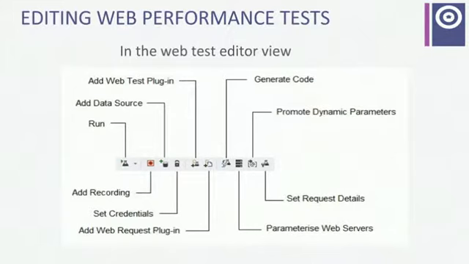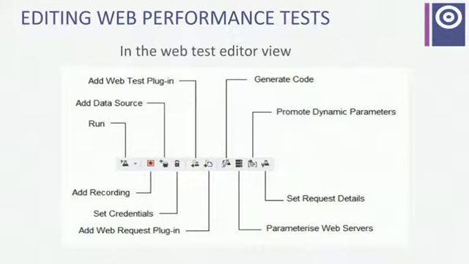You can parameterize web servers. So if your test uses several web servers on, let's say, a testing environment, and then you want to do your testing on an intermediate environment, then rather than having to go through all the tests to change the server name, all you have to do is change one variable, and you can run your test on any environment that you need to.